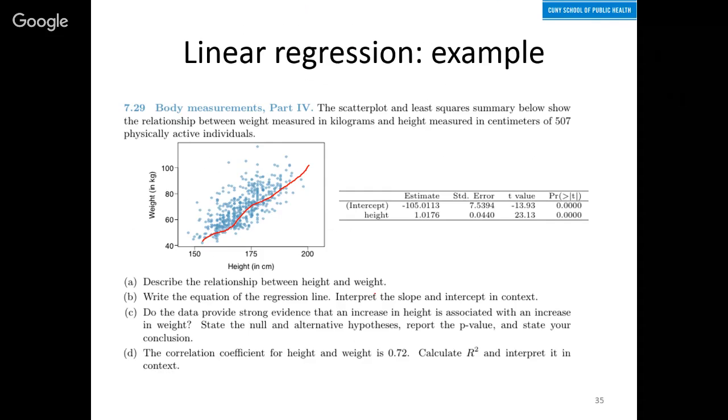Let's hear some descriptions. Just shout them out. Positive correlation. Yep. Strong. Yep. Fairly strong. Looks more or less linear. Yeah.